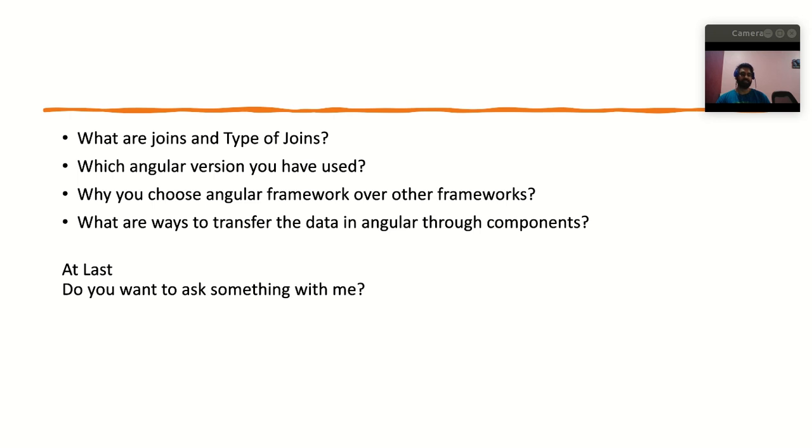So the next question he got was what are the ways to transfer data between components in Angular. Basically there are three ways. You have to check whether you have to transfer data from the child component to the parent component. If so, then you have to use output. If you have to transfer data from a parent component to a child component, then you have to use input. And if there is no link between the two components and you want to share data, then you can use a service class to transfer the data from one component to another.